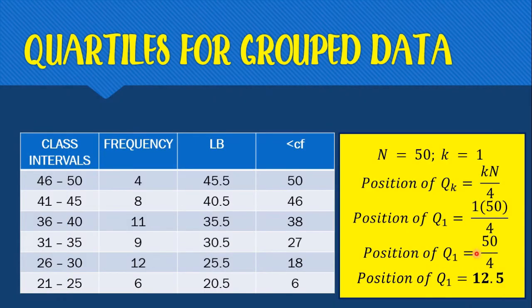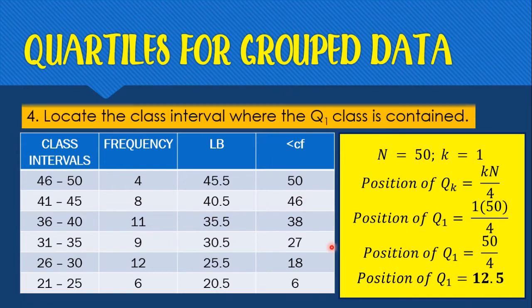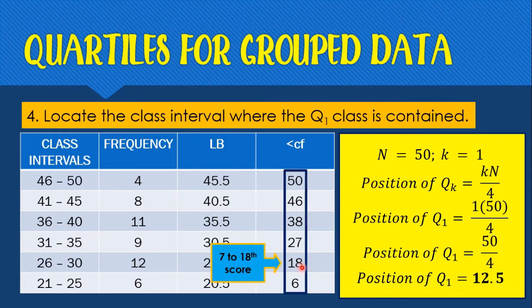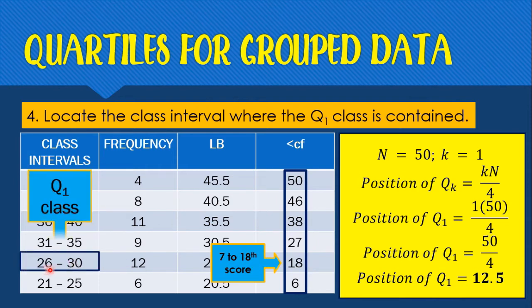Now, for the obtained value 12.5, we'll have to look at our less than CF column so that we can locate the class interval where the Q sub 1 class is contained. So we can use 18 because here we have the 7th to 18th score. Therefore, its Q sub 1 class will be 26 to 30.